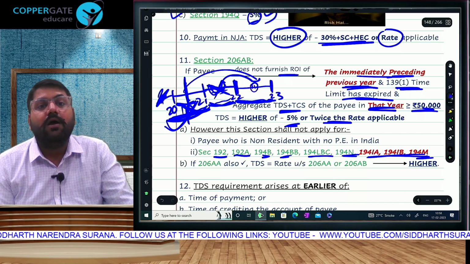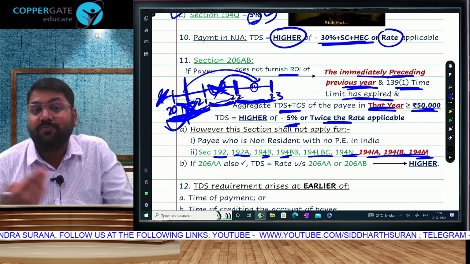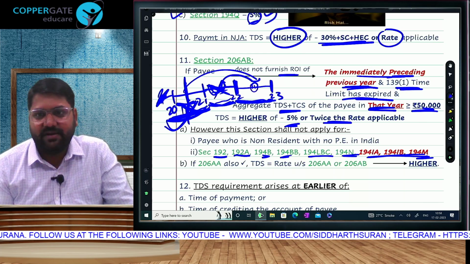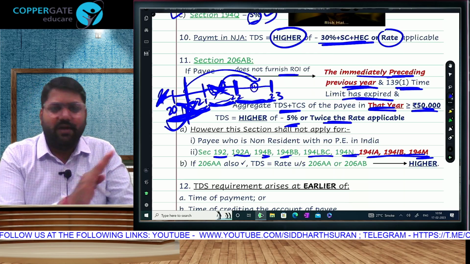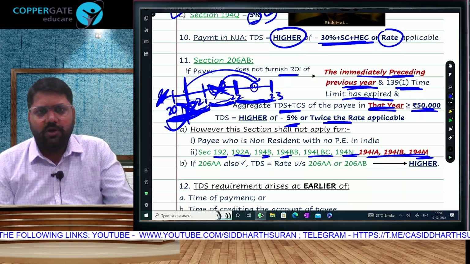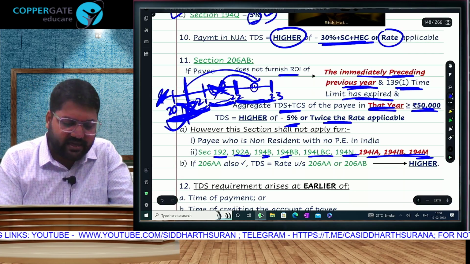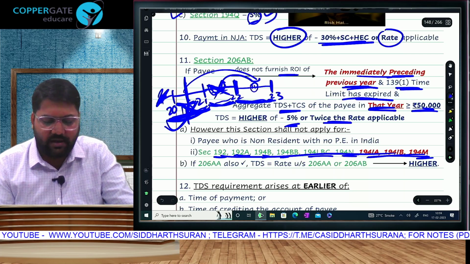And 194M, when you are making contractor payment or professional fees of more than 50 lakh but it is a personal payment, so you deduct in 194M. Here if the payee is a non-filer, we will not apply the non-filer double TDS. What is the non-filer rule? Double or 5, whichever is higher. But for these sections we will not apply that non-filer provision.